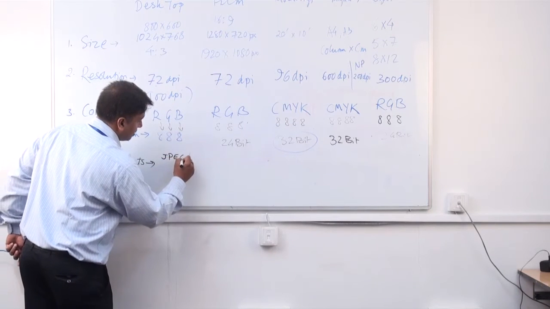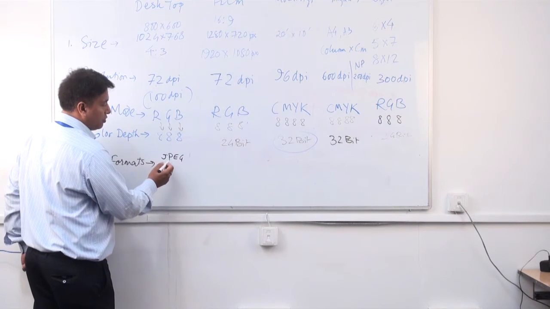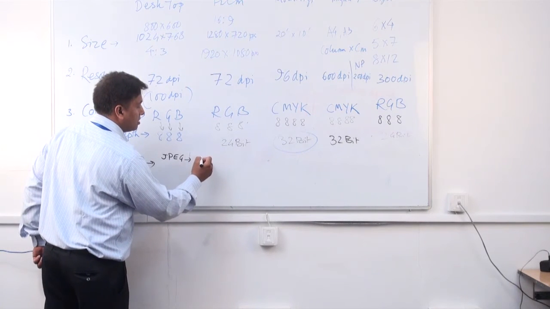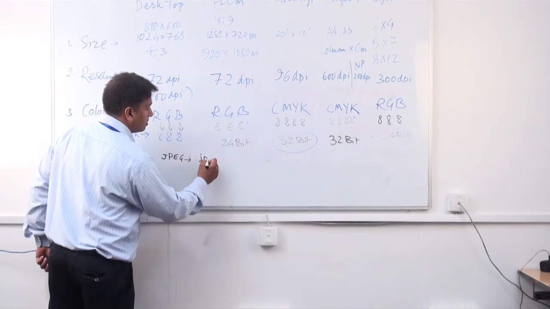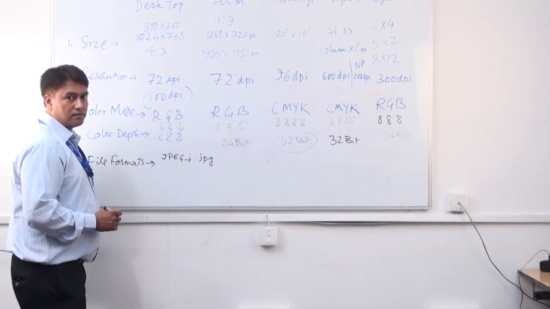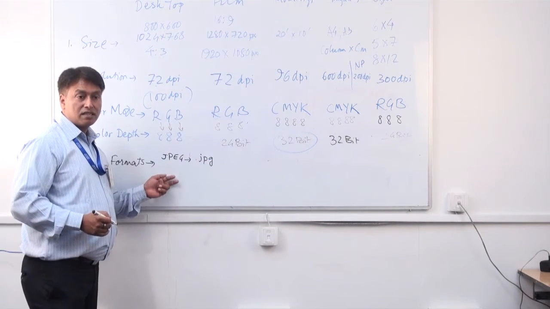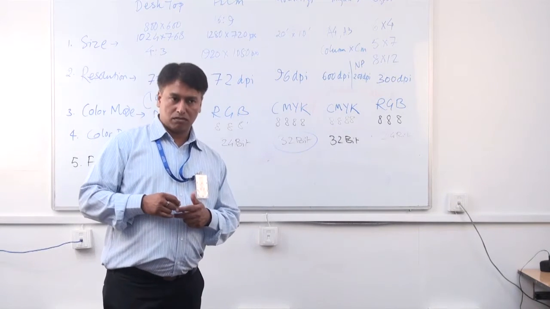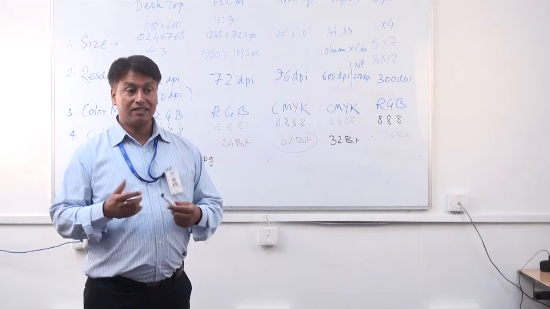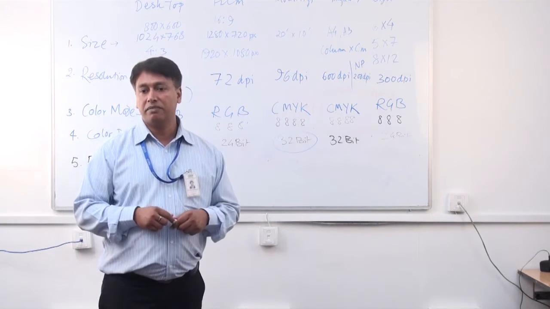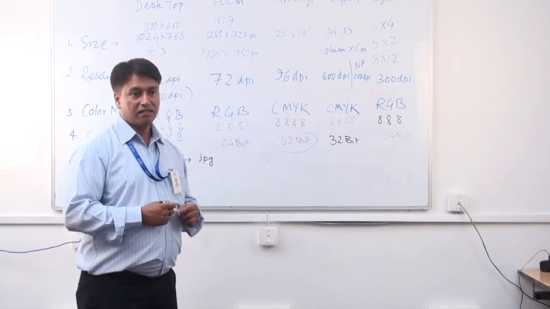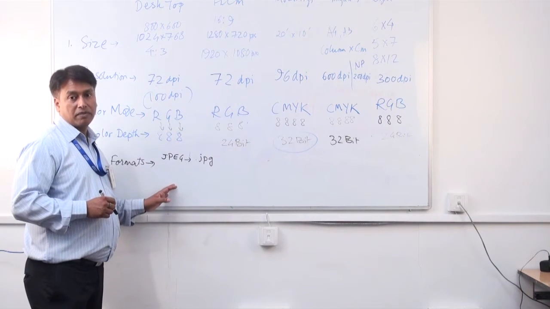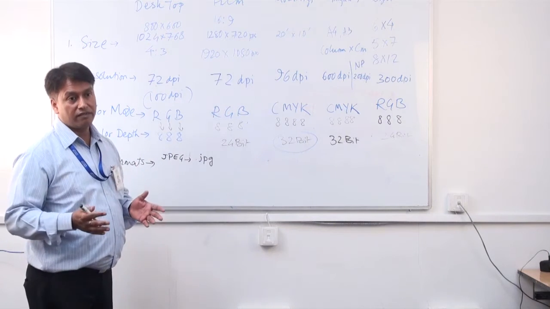JPEG. JPEG stands for Joint Photographic Expert Group. Or in short, the file extensions are in 3 letters only. JPEG. .jpg. This is a lossy compression. The quality of the image goes down, but file size is small. That's why we save it in JPEG. Okay. So JPEG is that format which is a lossy compression. The details are not saved.